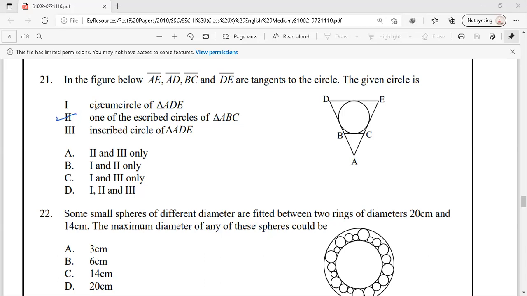Inscribed circle of ADE. So inside ADE there is a circle. So this is an inscribed circle. So condition 2 and 3 are correct. Option A is the right answer.